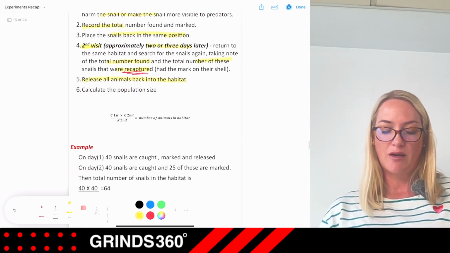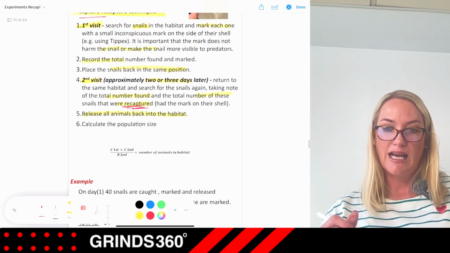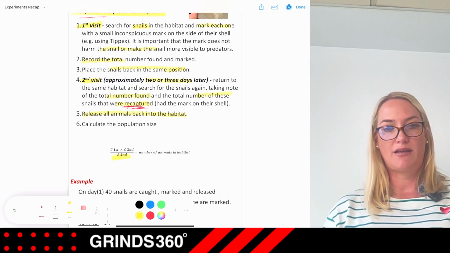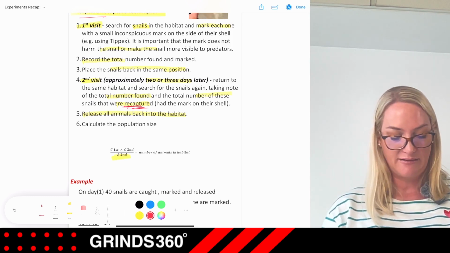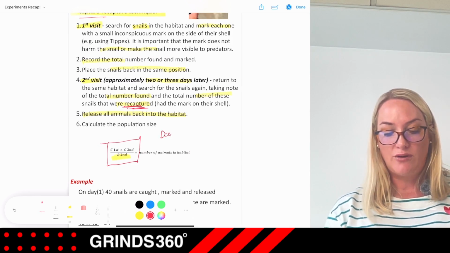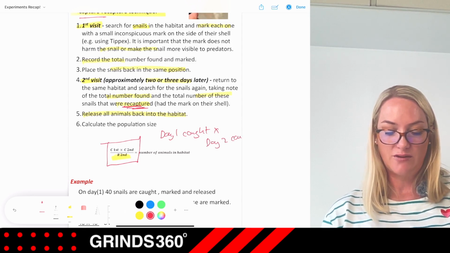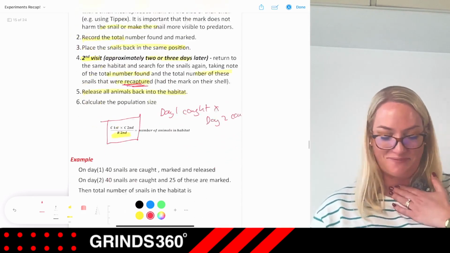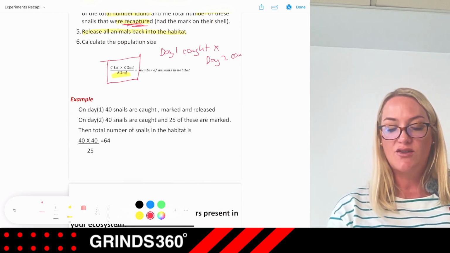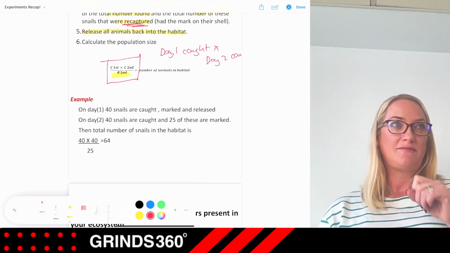So to calculate out the population size is capture on the first visit, and then capture, multiply that by the second visit, and of the second visit, how many had a mark on the back of their shell? Show them this, okay? You could even write this out if you want. Day one caught by day two caught, over how many were recaught. So you could write out that formula in your own words, whatever is easier for you.